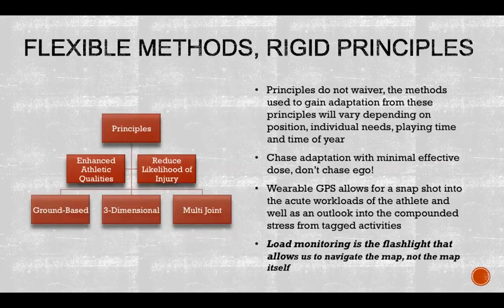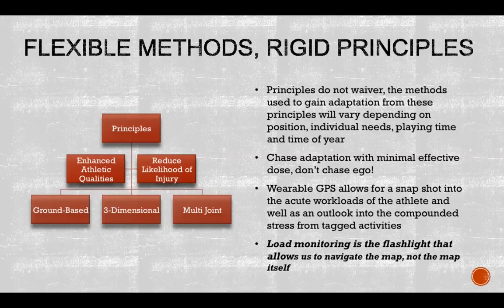Just lastly, to finish up with the weight room portion, we're flexible in our methods, we're rigid in our principles. Principles are always going to be enhancing athletic qualities and reducing the likelihood of injury, and our weight room flow is always going to be ground-based, three-dimensional, and multi-joint. So again, the biggest bang for our buck in the weight room using those principles. We're not chasing our ego, we're chasing the adaptations that we want with minimal effective dose. So using the minimal amount of work to get what we want in the weight room, and undulating that throughout the season based on what the Catapult data is showing us and what subjective conversations are telling us. But again, those principles are staying the same.